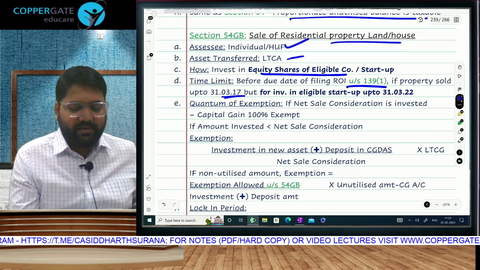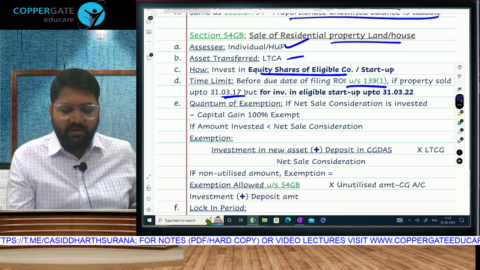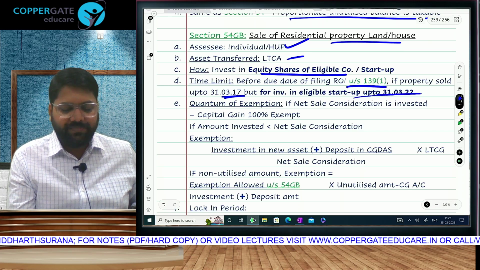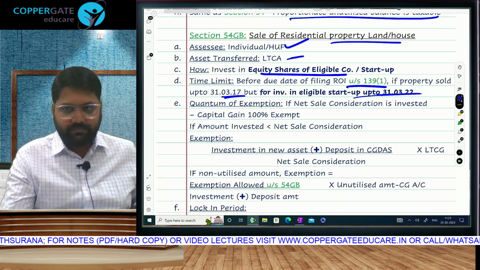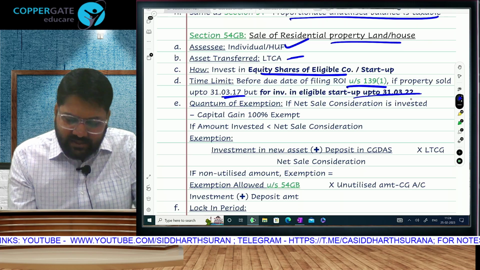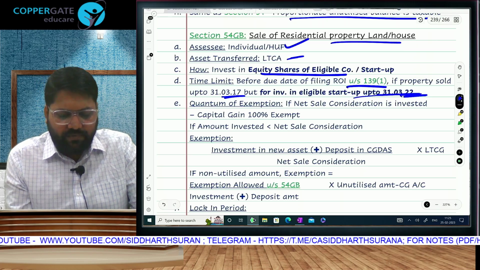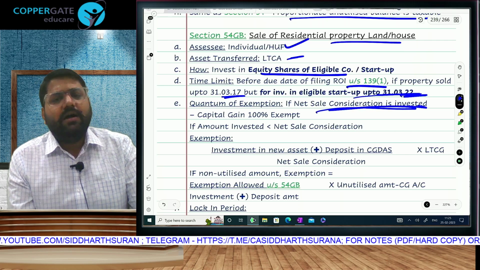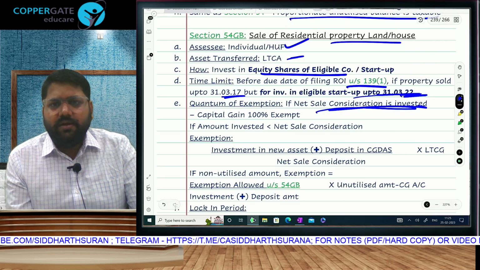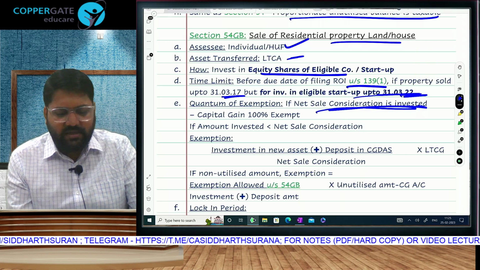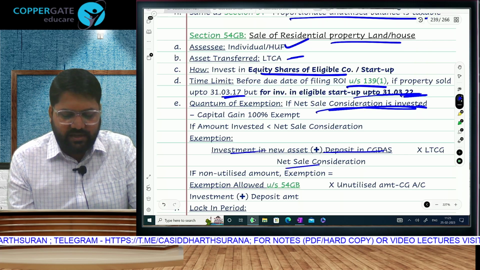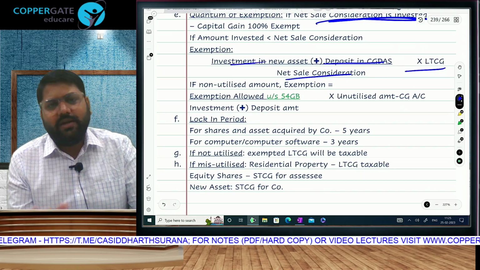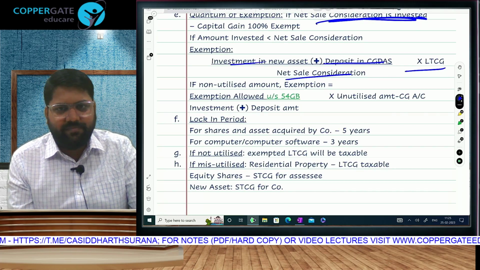For property, the time limit was up to 31st March 17, meaning for investment in shares, but for startup it is 31st March 22. Surprisingly, this date has not been extended even after COVID. So that way, the time limit of investment is gone, and here also the investment calculation is the same. You have to invest your net sale consideration. Otherwise, the amount invested plus deposit in CGDS upon net sale consideration into your capital gain will be exempt. And if there is an unutilized amount, then proportionate exemption will be given.